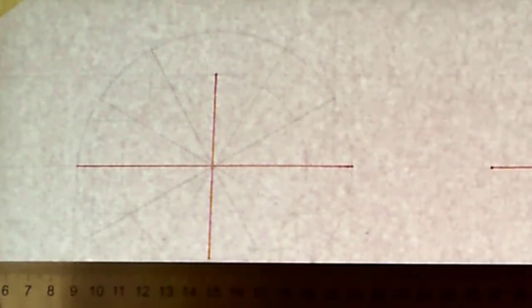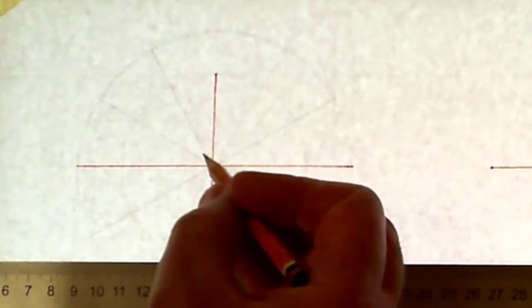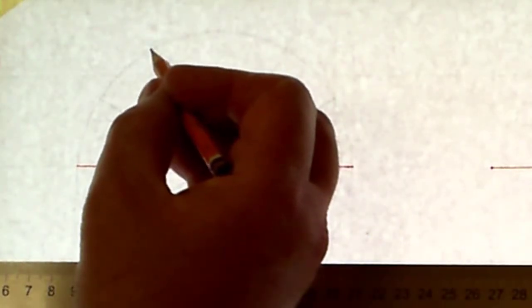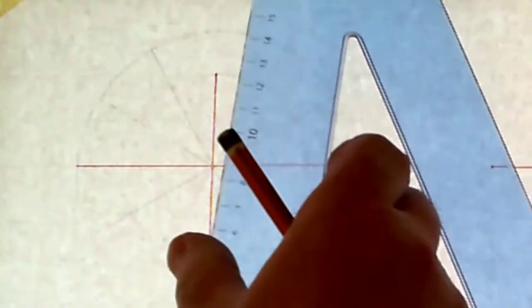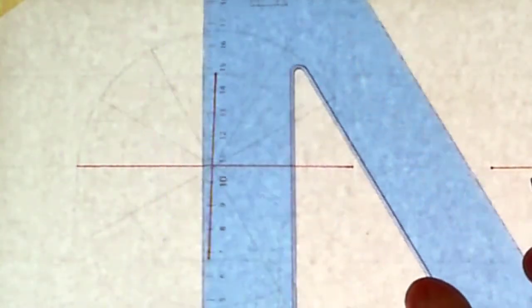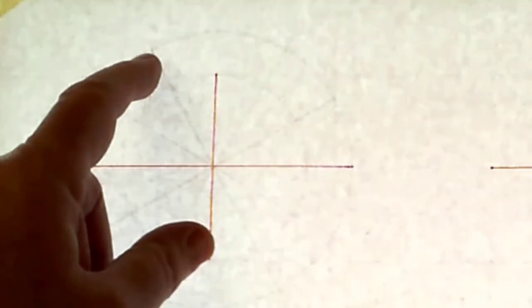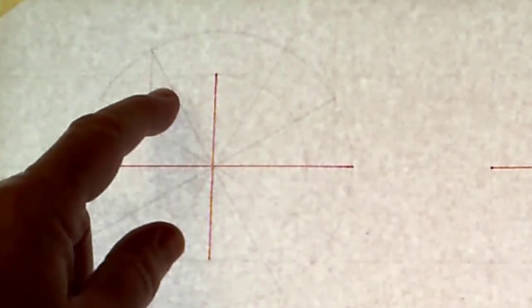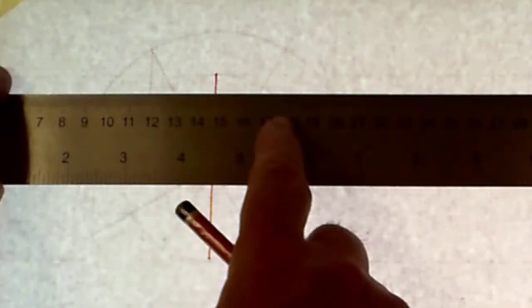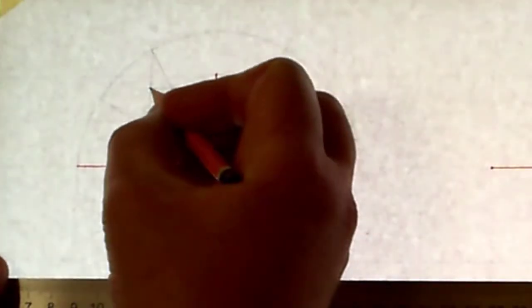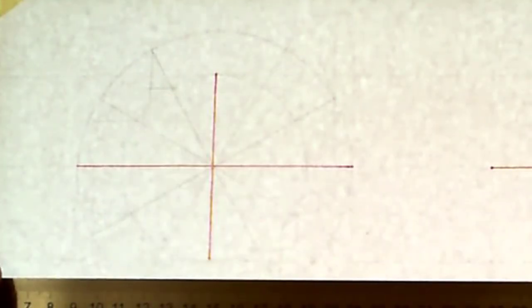So very simply, where the 60 degree line hits the outer circle, the larger radius circle, the major axis circle, I simply bring those points down. Now the corresponding 60 degree line where it hits the smaller circle, I bring across. That gives me 1 point here.